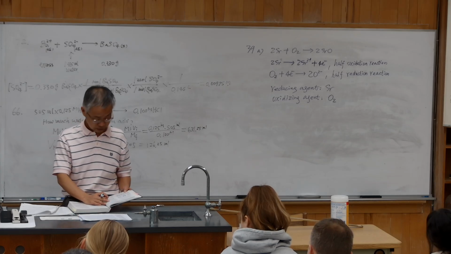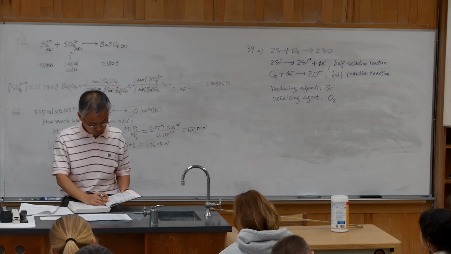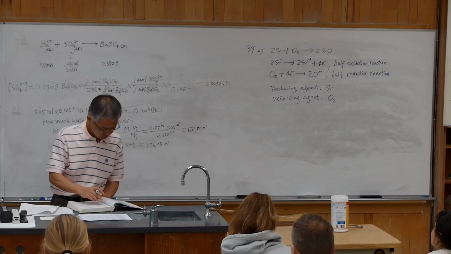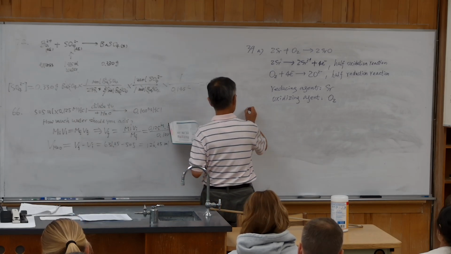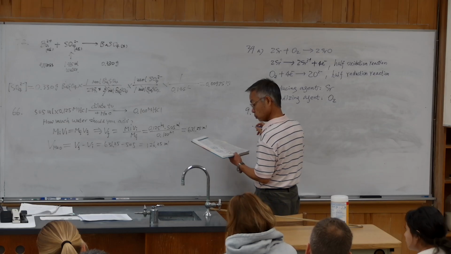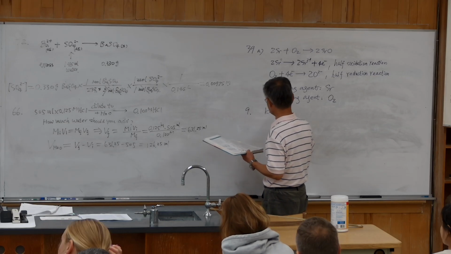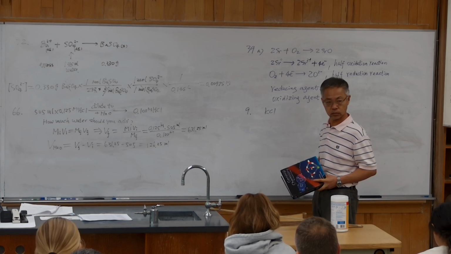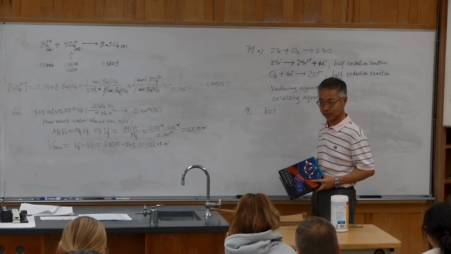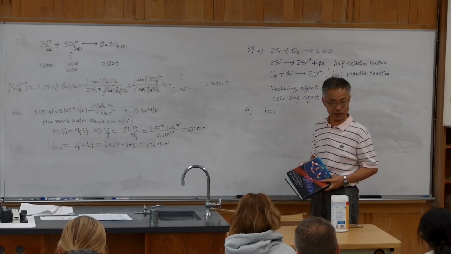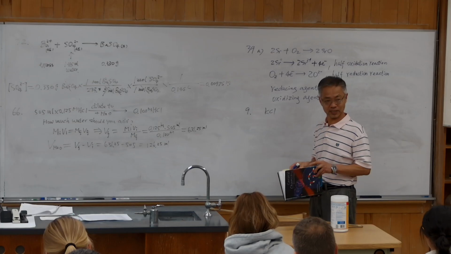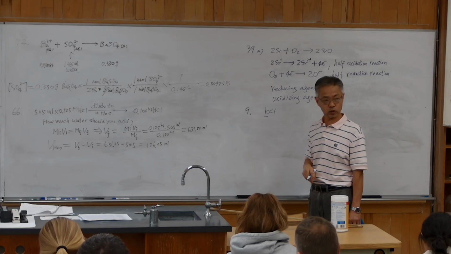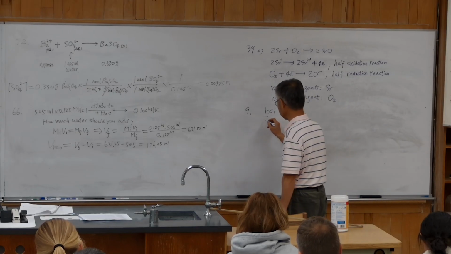Let's look at number 9. Identify each of the following substances as strong electrolyte, weak electrolyte, or non-electrolyte. Is this a strong, non, or weak electrolyte? Strong, yes. Whenever you see an alkali metal, it is always a soluble ionic compound, so it is a strong electrolyte.